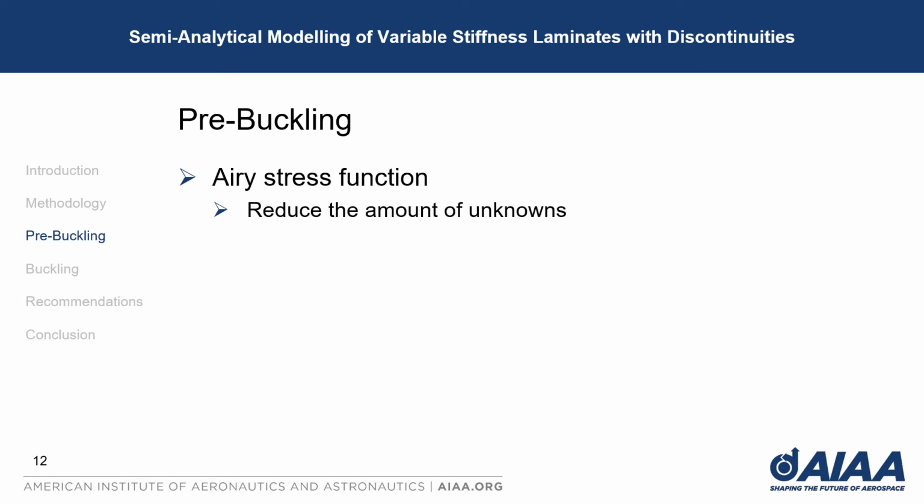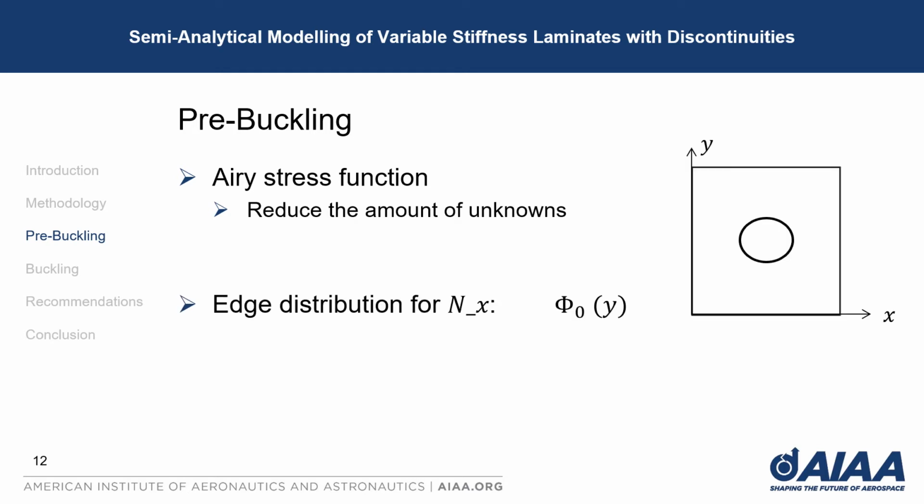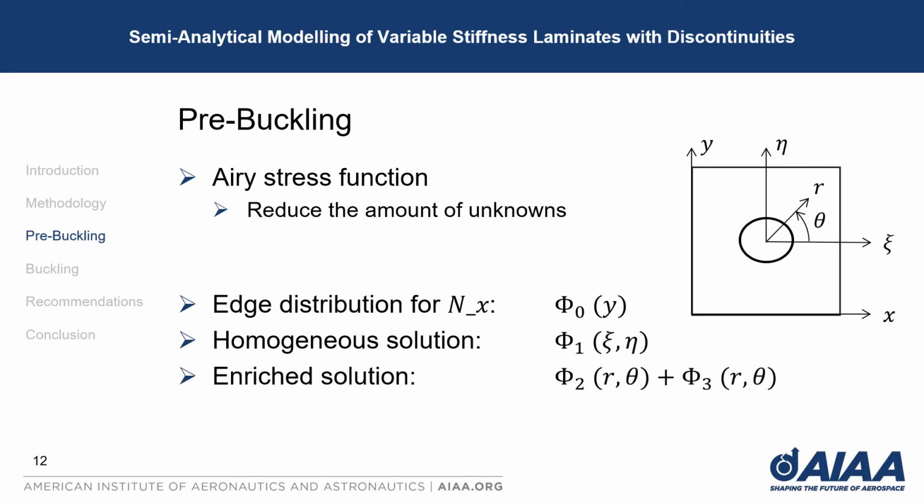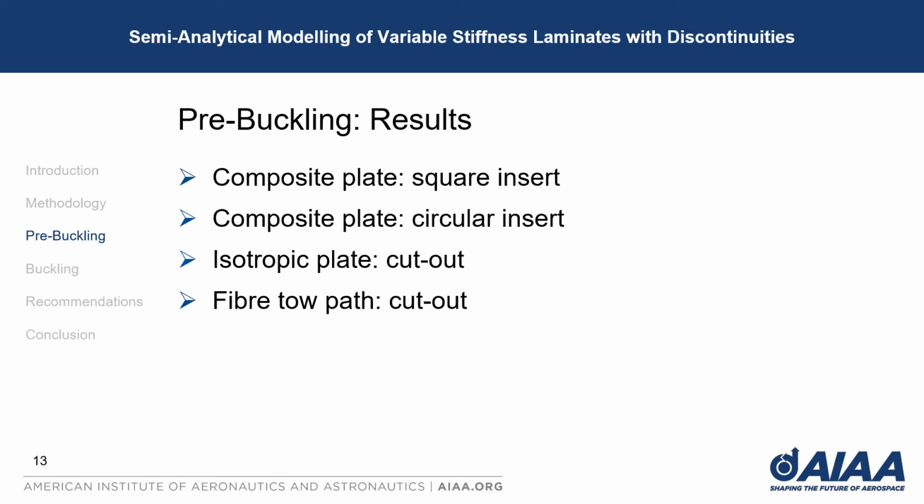4 sets of shape functions have been chosen to approximate the Airy stress. The first relates to this edge distribution of nx. The second is a homogeneous solution in natural coordinates, and 2 sets of enriching functions have been added in polar coordinates. 4 sets of results will be shown. 2 related to a composite plate, 1 related to an isotropic plate with a cutout, and finally 1 related to a variable stiffness laminate with a cutout.